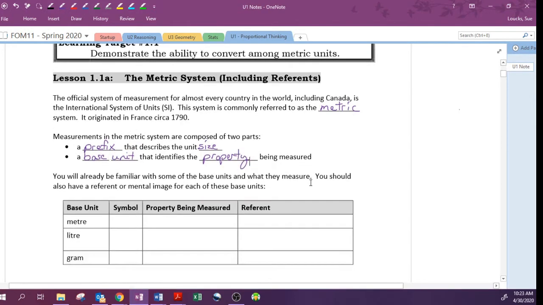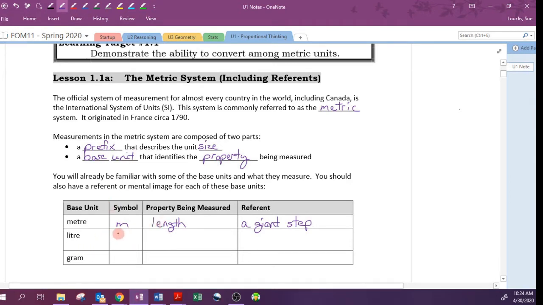So you're probably familiar with the units meter, liter, and gram. Meter is abbreviated with a lowercase m, and it's measuring length. A referent is sort of a picture you can have in your head of how big a meter is. What does a meter look like? It's about a giant step, and that, of course, is going to depend on how tall you are. Also, a doorknob is typically a meter above the floor. So there, you've got a visualization of a meter.